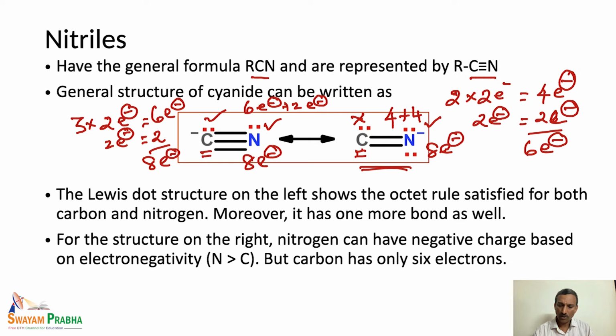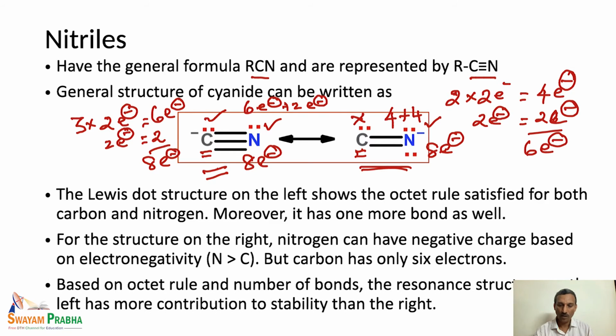Of course nitrogen is more electronegative than carbon, so the negative charge preferably can stay on the nitrogen atom, but if that happens, this particular structure has only 6 electrons on the carbon atom, so this is less stable, or the contribution to the resonance from this particular ionic representation is less. So that is the reason generally for the cyanide ion, this is the most preferred structure. So based on the octet rule and the number of bonds, we can say the left hand side resonance structure is the most preferred or the most stable one for nitrile ions.